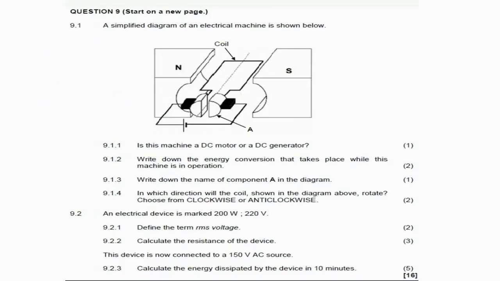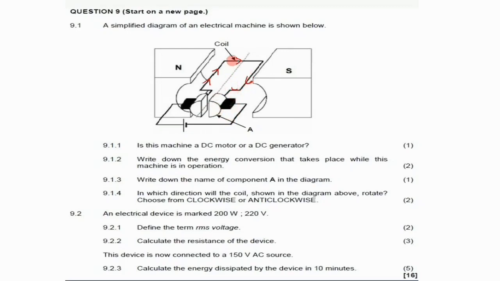Then 9.1.4 says in which direction will the coil shown in the diagram above rotate? Choose from clockwise or anti-clockwise. So from this we already know it's connected to a power supply like this, so current will flow from the positive terminal to the negative terminal. So there is your current flowing like that.